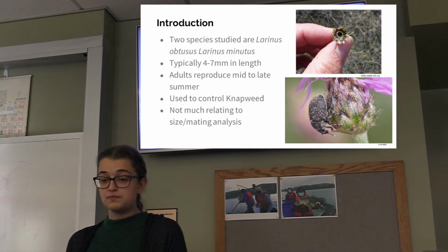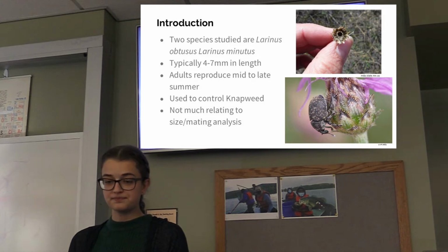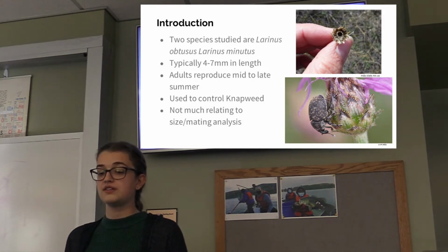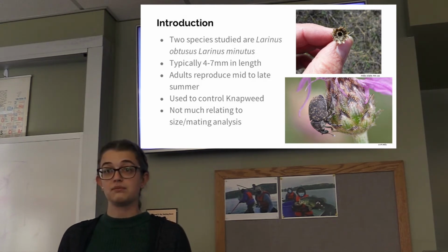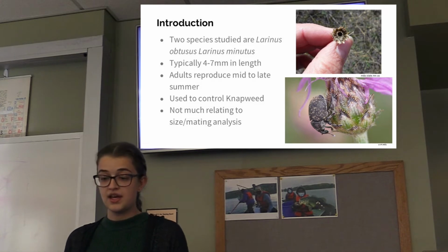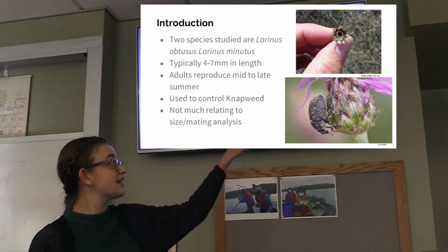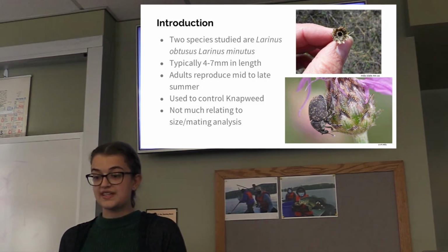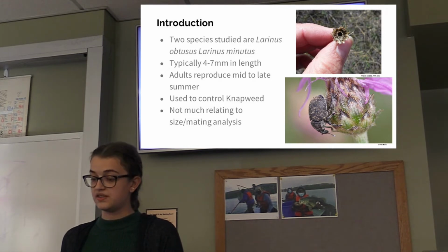For my study, the two species of weevils that I specifically looked at were Larinus obtusus and Larinus minutus. They're typically between 4 and 7 millimeters in length, with the females generally on the larger side of that range and the males on the lower side. The adults reproduce mid to late summer, anywhere from late May to mid-August. The adults lay their eggs in the seed head, that bottom portion there. Once the eggs hatch, the larva will feed on all the seeds in there, pupate in there as well, and then eventually emerge as adults.